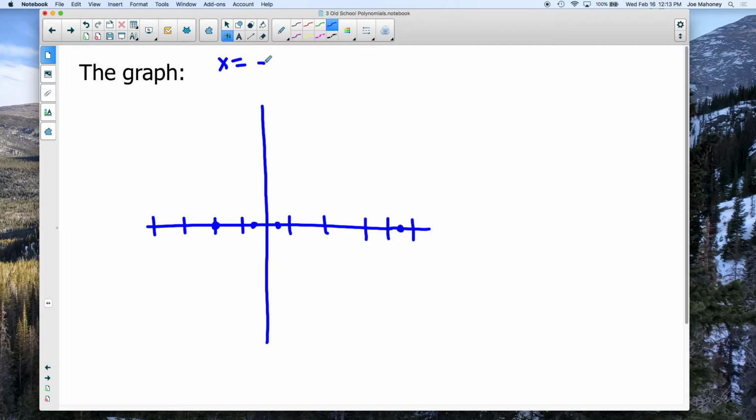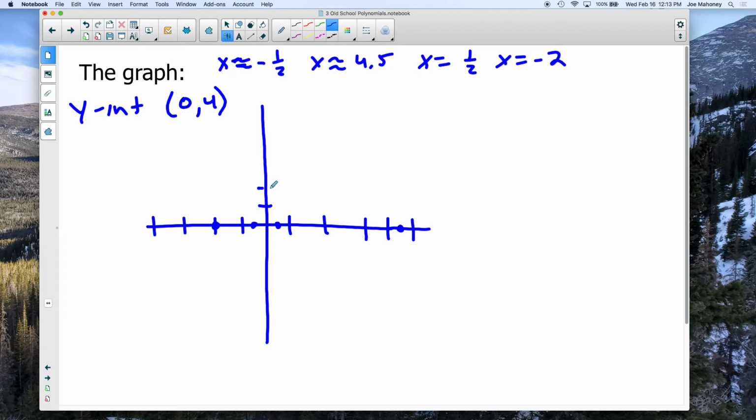X equals about negative 1/2. We'll make that the approximate symbol. We got about 4.5. And I know that we got x equals 1/2. And I know we got x equals negative 2. I also know that my y-intercept, if I remember correctly, is going to be at the point 0, 4. Good to know. That's the constant term. We'll make a dot there.